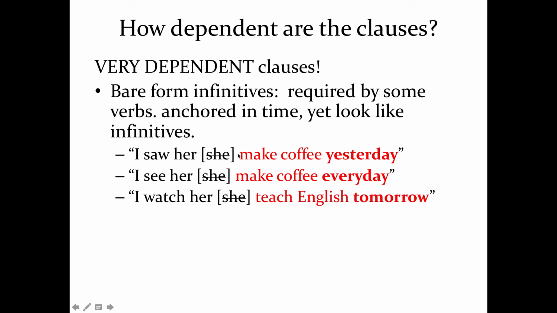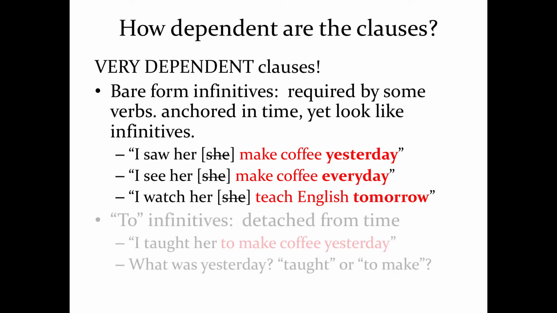But there's no "to" the way that I would normally get in an infinitive. I saw her to make coffee. I see her to make coffee. I watch her to teach English. No, it's just this bare verb. So this is the most minimal fragment of clause, the most dependent clause that we have.